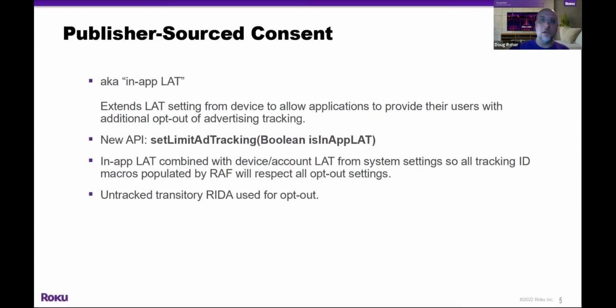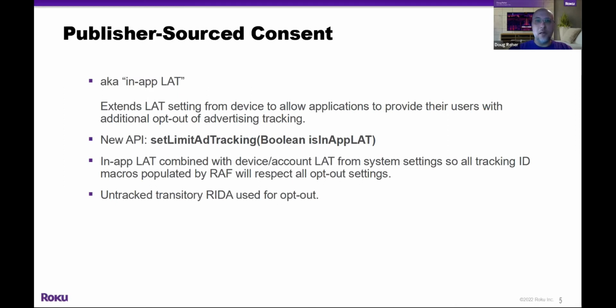All right, so let's go to Publisher Source Consent. So what exactly does this mean? Sometimes we call this in-app LAT, or limit ad tracking. This is just an extension of the device setting that lets channels give you a way of letting your users opt out of ad tracking from within your app. So you might have some custom UI that gives whatever legalese you want to provide and gives the user an option of opting out of ad tracking. And this gives you some additional control that's not just based in the device.